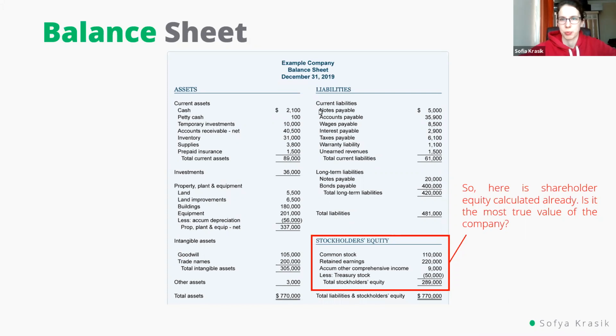Okay, so we continue talking about financial statements. And here's the balance sheet. And the question to you is, if stockholders' equity is already calculated on the balance sheet, why would we care and try to somehow else estimate the company's value? Any ideas?